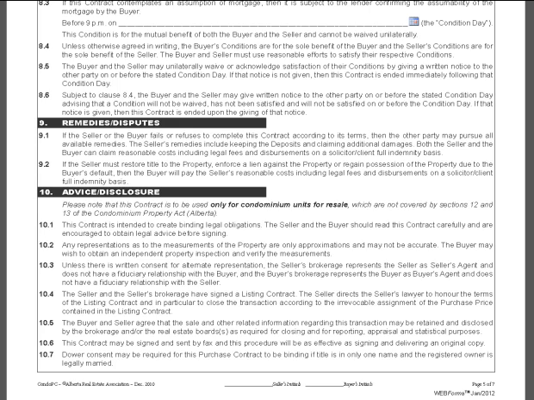The contract may be signed and sent by fax. That's as effective as delivering the original copy. That's why in 7.6 we've also added the contract may be sent via email, and that's as effective as signing and delivering the original copy. And it's binding. 10.7, dower consent might be required if the title is only in one name and the registered owner is legally married. So again, dower does come into play sometimes.